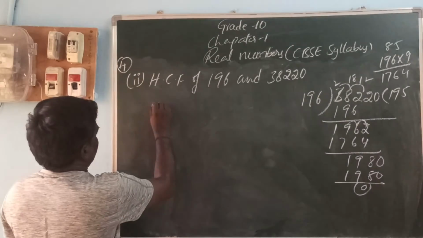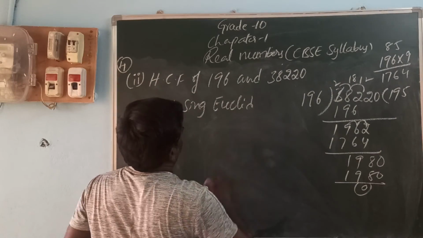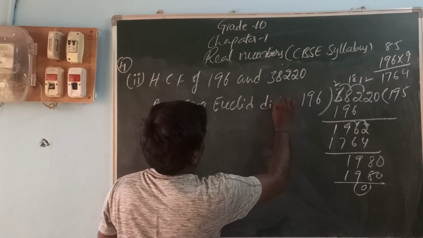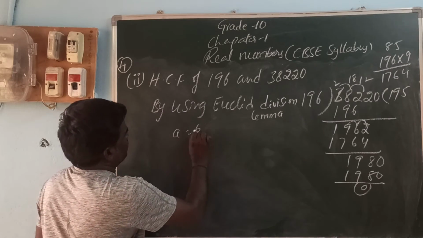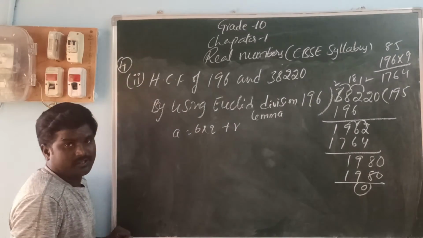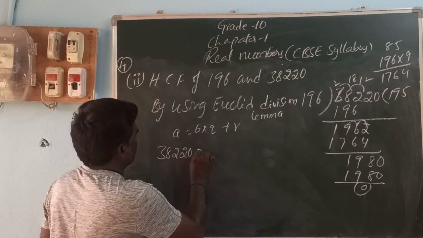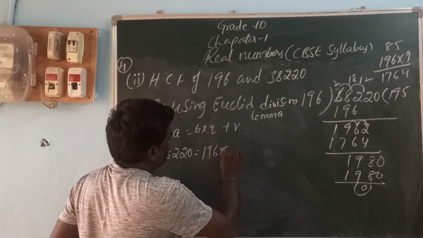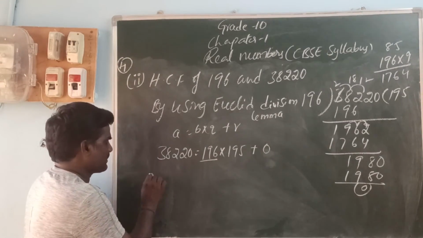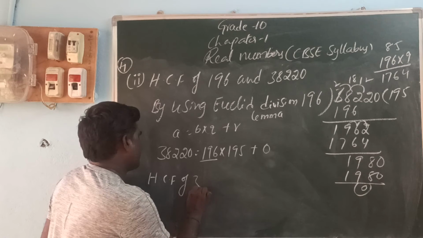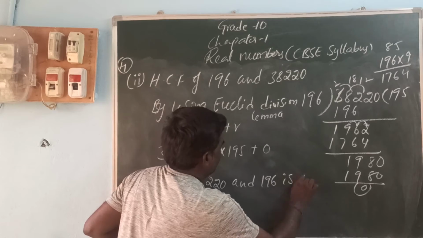Here by using Euclid division lemma, A is equal to B into Q plus R. Dividend is equal to divisor into quotient plus remainder. So here the dividend is 38220, the divisor is 196, the quotient is 195. The remainder is 0. Where do we get the remainder 0? At the divisor 196. So HCF of 38220 and 196 is 196.